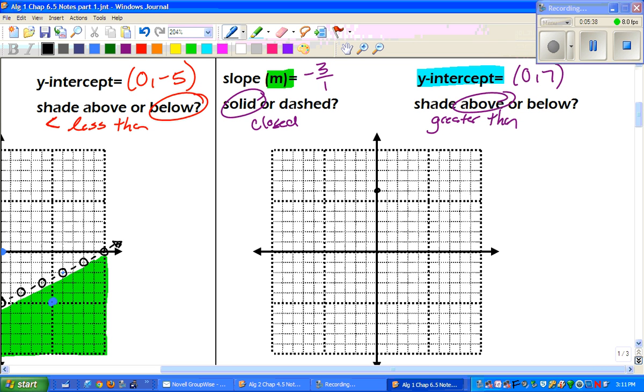Okay, we're starting at 7. And we follow the slope. We go down 3 over 1, down 3 over 1.